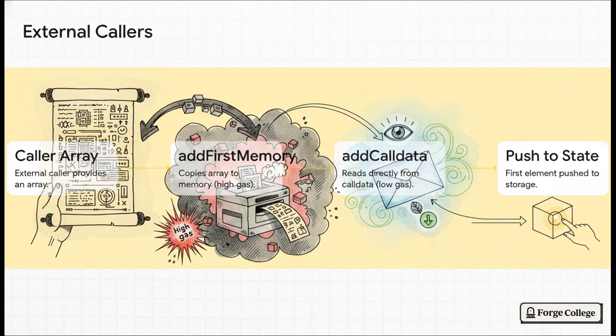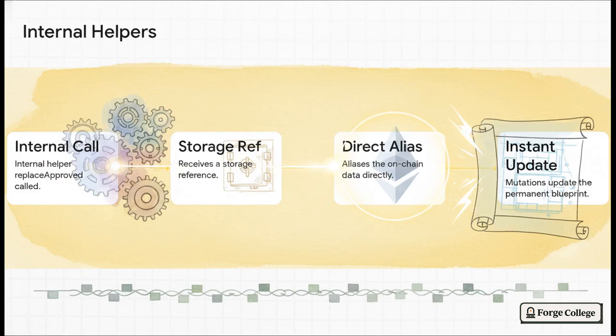Say we write a function called add first memory. The moment someone calls it, Solidity physically copies their entire array into memory. If they send a massive array, that photocopy costs a ton of upfront gas. On the flip side, what if we use add first calldata instead? Now the contract just reads straight from the sealed envelope. No copying occurs, which means it costs way less gas. In both cases, we end up grabbing the first element and pushing it to storage. But the journey to get there? Totally different gas bills.